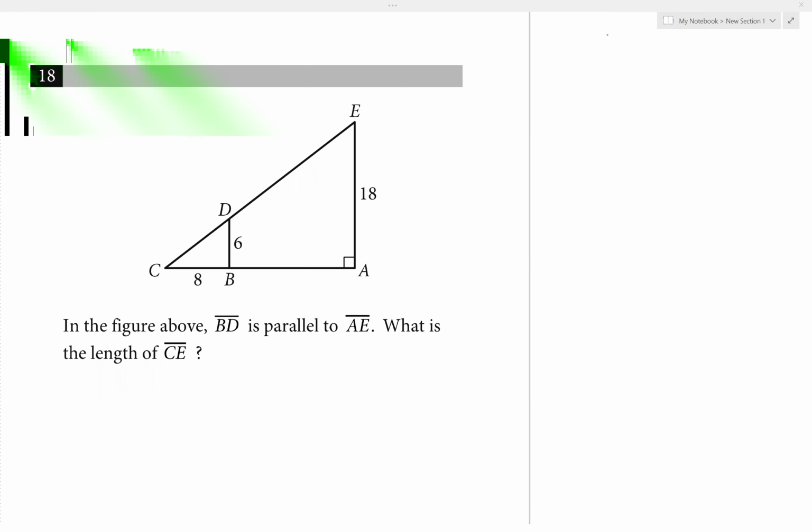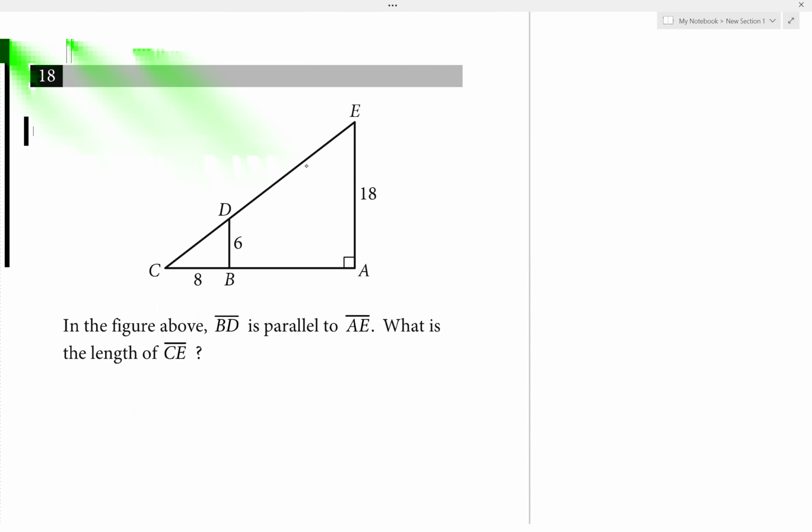And number 18, in the figure above, BD is parallel to AE. What is the length of CE? Okay, so this question is a similar triangle question. So what we have here, the smaller triangle on the inside is similar to the big triangle on the outside. So remember, similar triangles have the same shape, but not necessarily the same size. So we could have one that's bigger, the other one smaller.